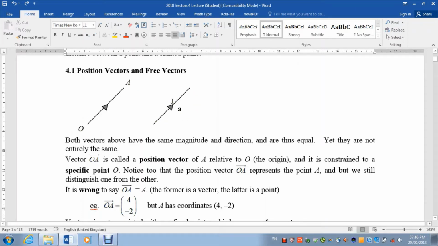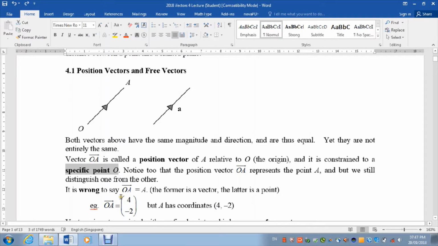Alright, so in chapter vectors 1, we mentioned a vector OA is actually called a position vector because it is constrained to a specific point, whereas a vector that's not constrained to a specific point like O, we call it a free vector.